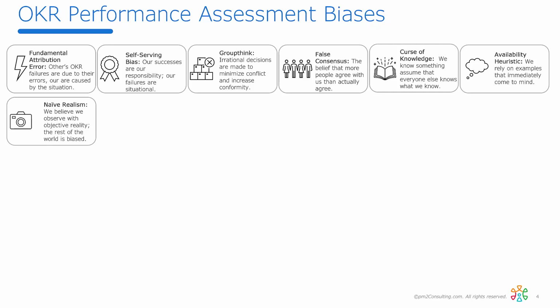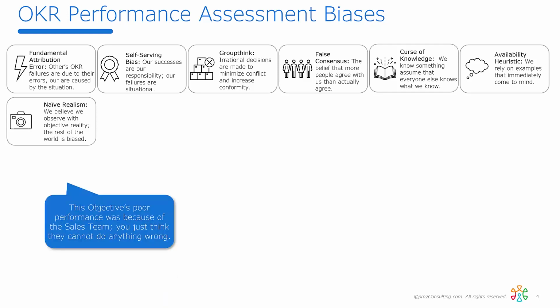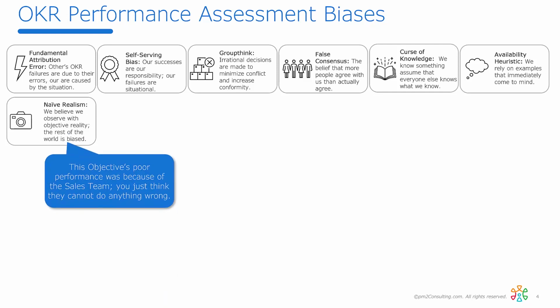Naive realism, where we believe we observe with objectivity, whereas the rest of the world is biased. So what's that look like? Well, in that case, the objective's poor performance was because of the sales team. And if you're objecting with me, it's just you think they can't do anything wrong. So I'm perceiving that you're biased and I'm looking at the problem based on the raw facts and objectivity.